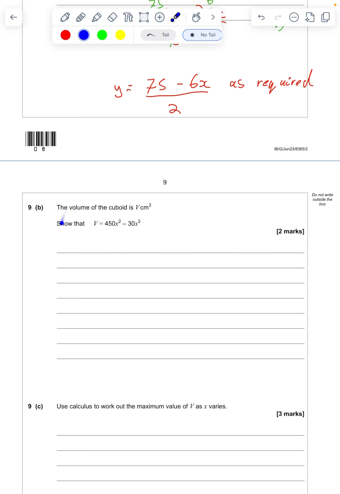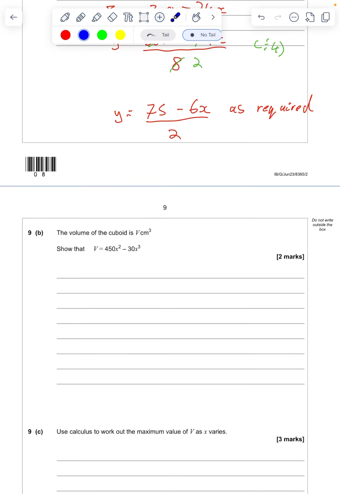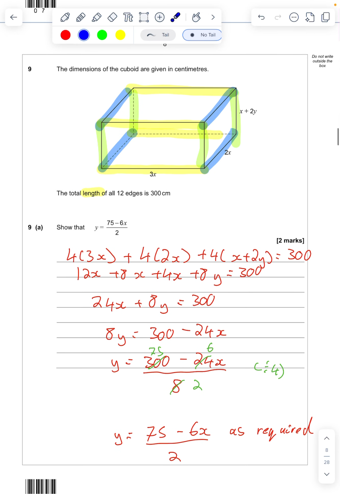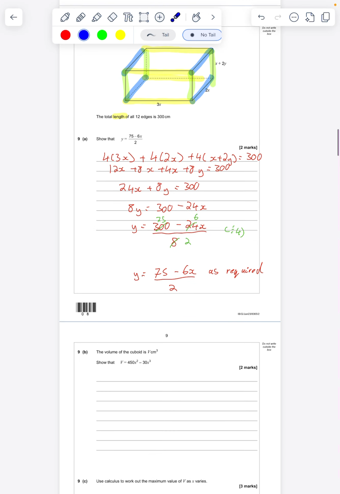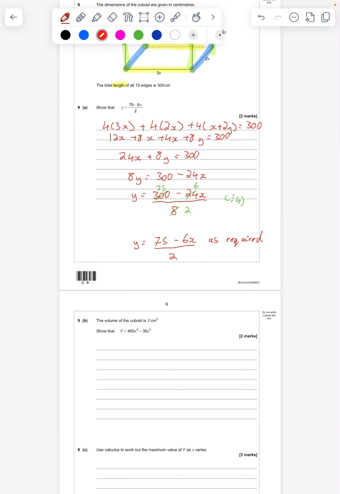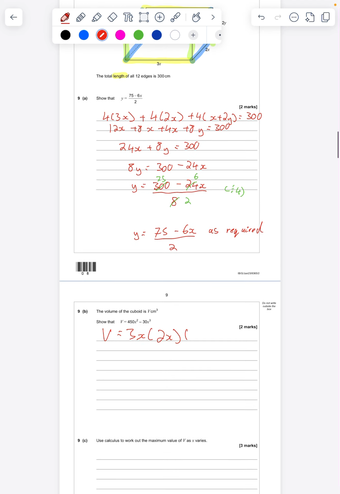is the volume of the cuboid is V. Show that V is equal to this thing over here. To get the volume, you just times everything together, don't you? So let's write this over here. The volume is going to be equal to 3x times by 2x times by x plus 2y.